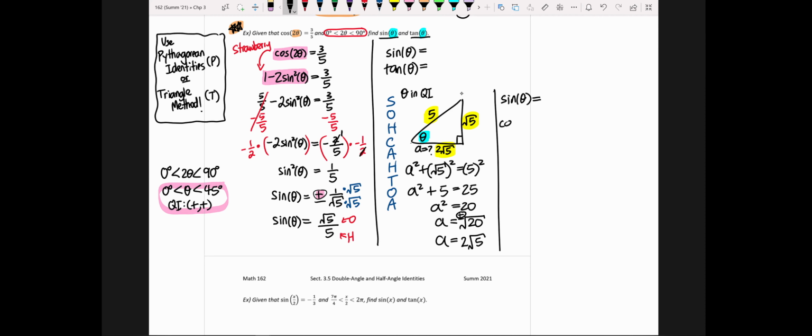So we have sine, cosine, tangent. Reciprocal of sine is cosecant. Reciprocal of cosine is secant. Reciprocal of tangent is cotangent.